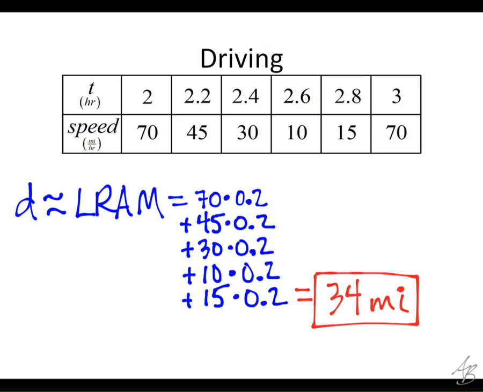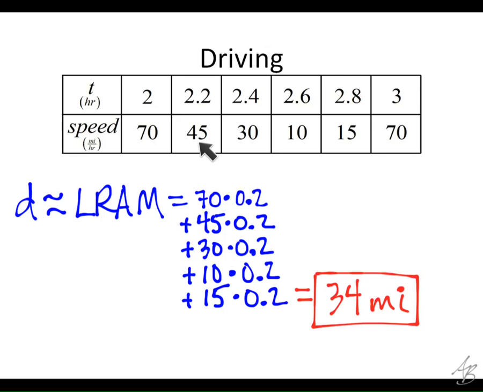I'm not going to go through and do the same thing for the RRAM, but if we were going to do the right rectangular approximation method, what would we do differently? Let's start at 45 and go to the 70. Yeah, we would start with the 45.